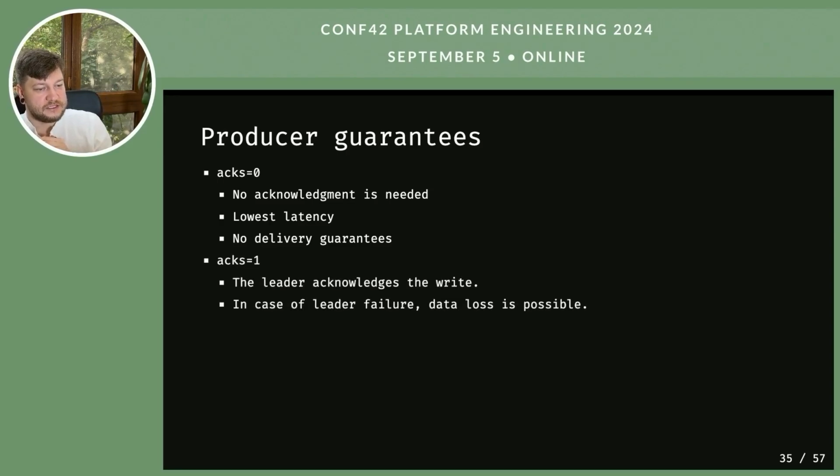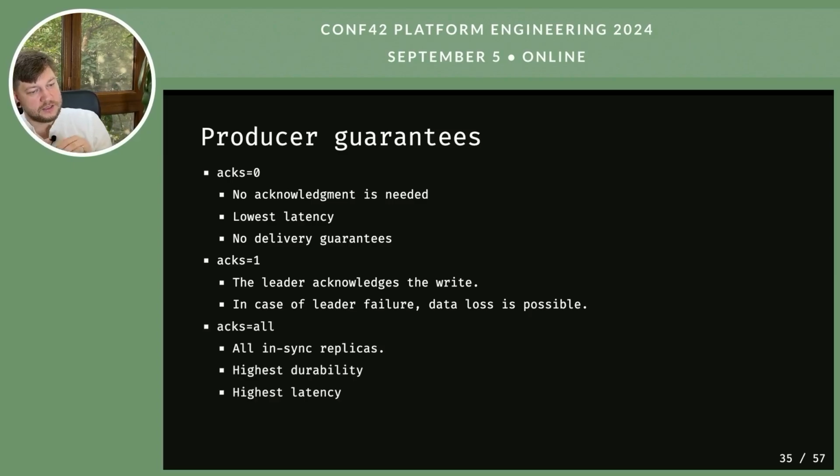Acks 1 means that leader acknowledges the write. In case of leader failure, data loss is possible. So in this case, the leader replica will tell the producer that, okay, I got your message, I wrote everything to my store, but if a failure occurs, data loss is possible, as I said here on the slide. And acks all, in sync replicas, means that all followers of the leader should acknowledge the message. Of course, it has highest durability and highest latency.